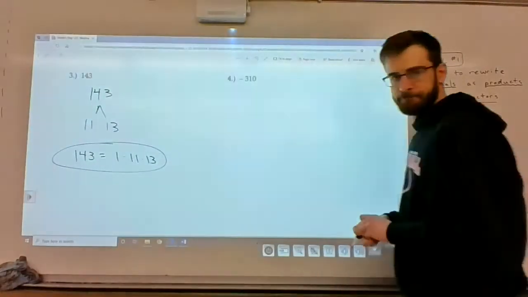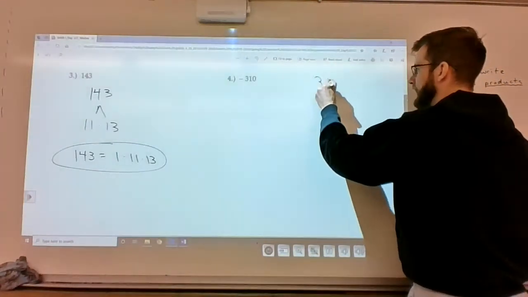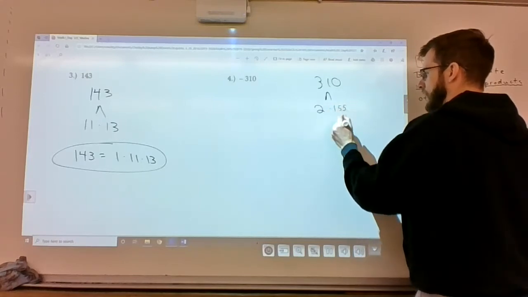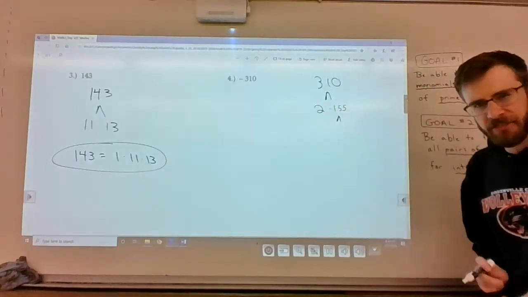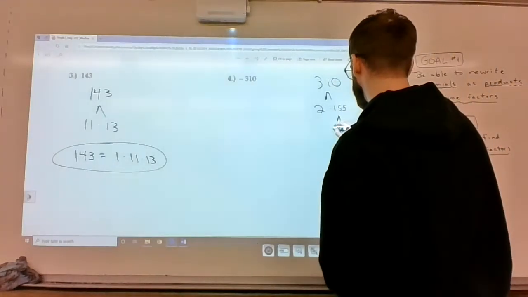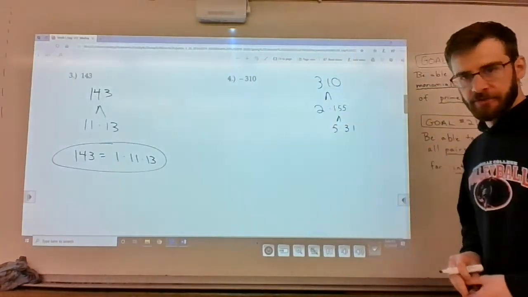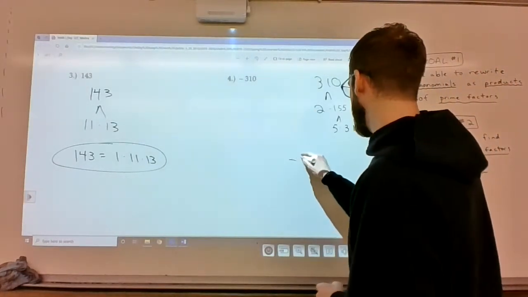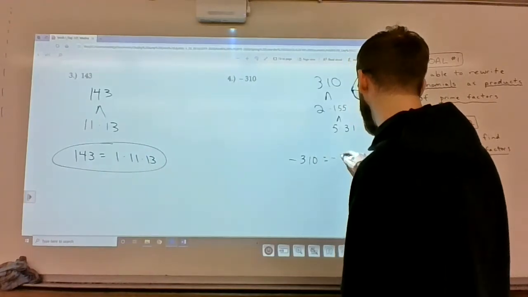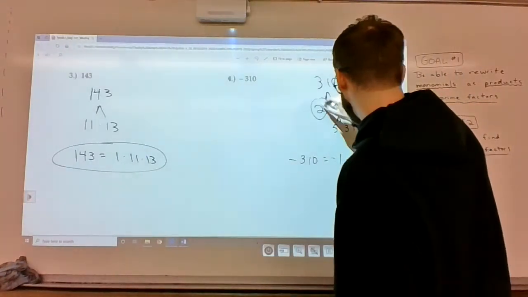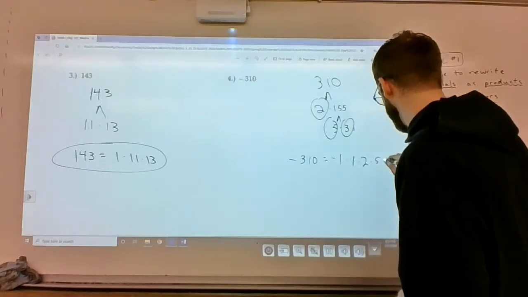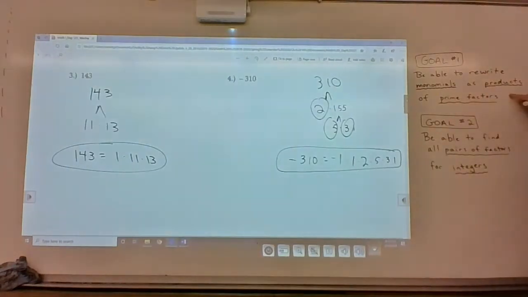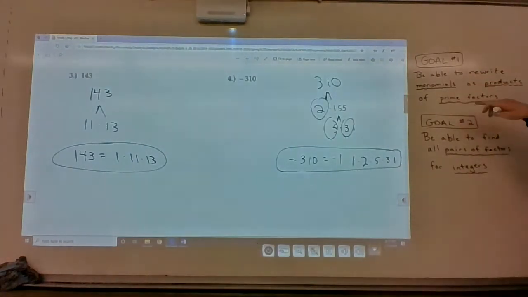Negative 310 has some more. So you can cut 310 in half. That's 155. 155 does not divide by 3, but it does divide by 5, and that's multiplied by 31. So 31 is a prime number, 5 and 2 are prime numbers, so negative 310 is equal to negative 1 times 1 times your other primes. All right, so that's our first goal: be able to rewrite monomials as products of prime factors.